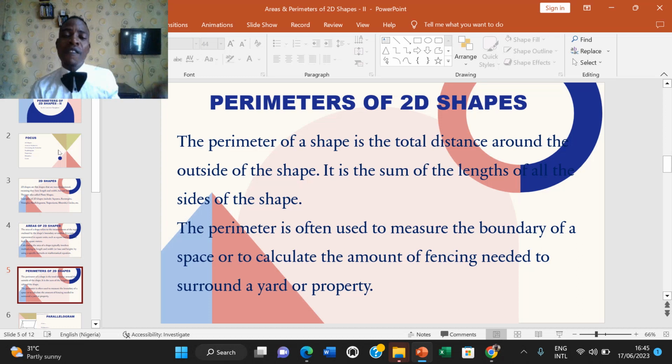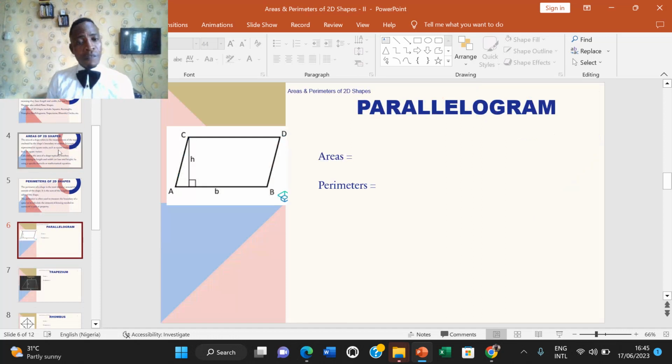Your compound has a fence around it, that's a perimeter fencing. Your school has a fence around it. Your house has a fence around it. Your room, there are four walls, that's the perimeter of the room.